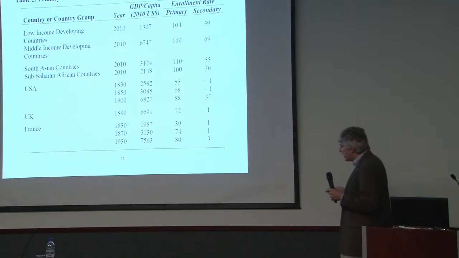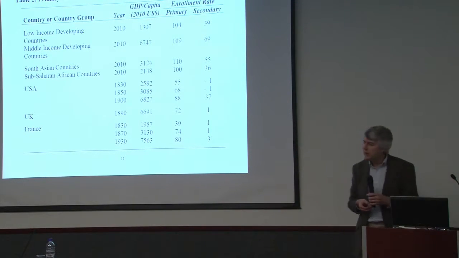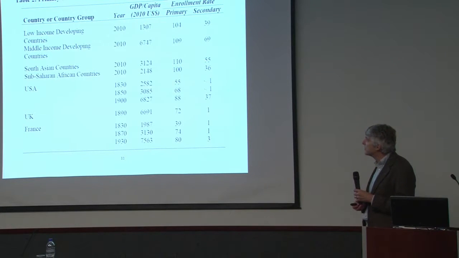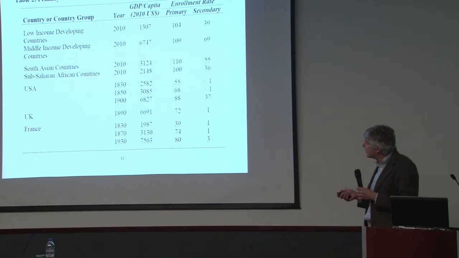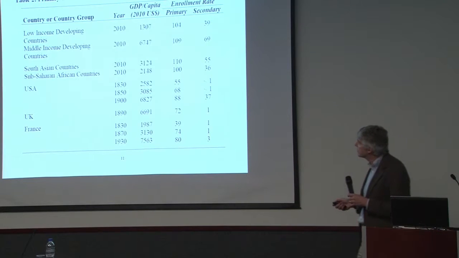Another way of thinking about how these developing countries maybe are not doing too badly is that from a historical perspective, given their income level, they're actually doing better than the developed countries were doing when they had the same income, 100, 200 years ago.